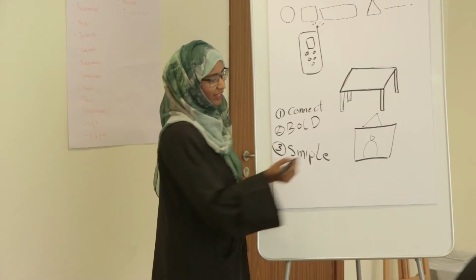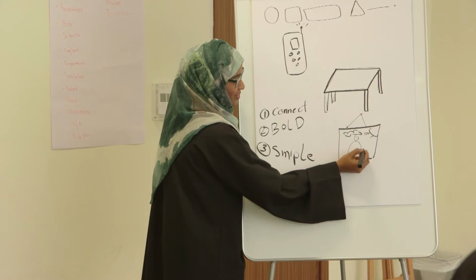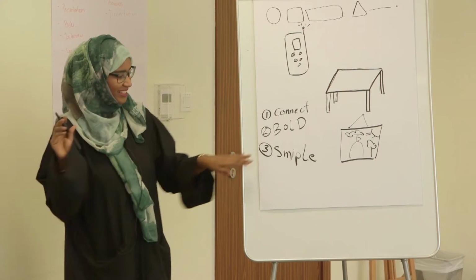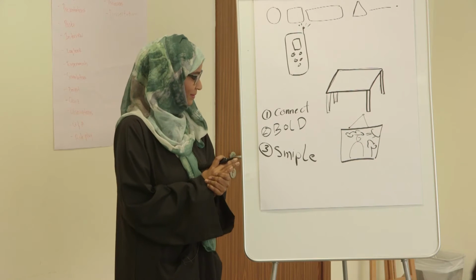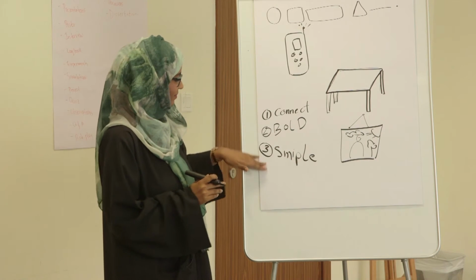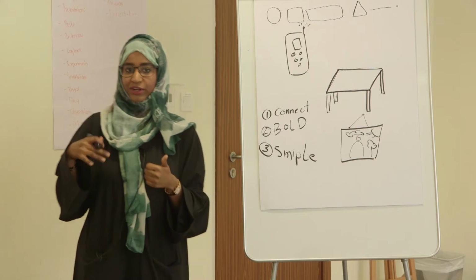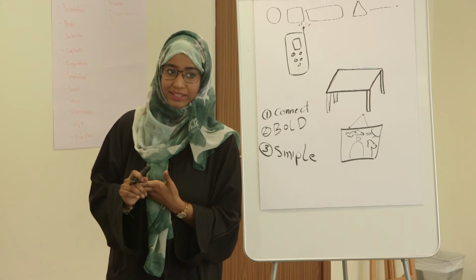Don't add a sun and then extra clouds with lots of trees. Be simple. So this is the first rule for any icon: connect your lines, be bold and simple.